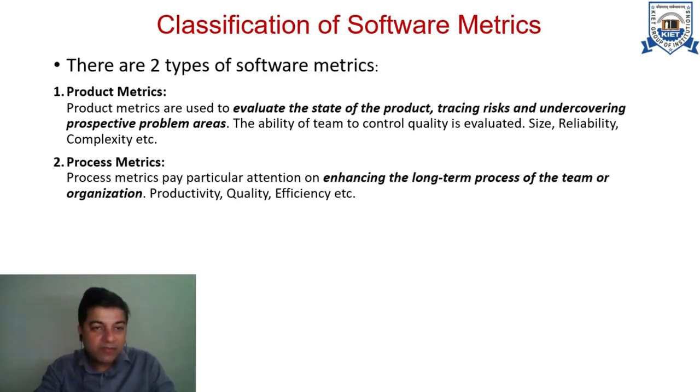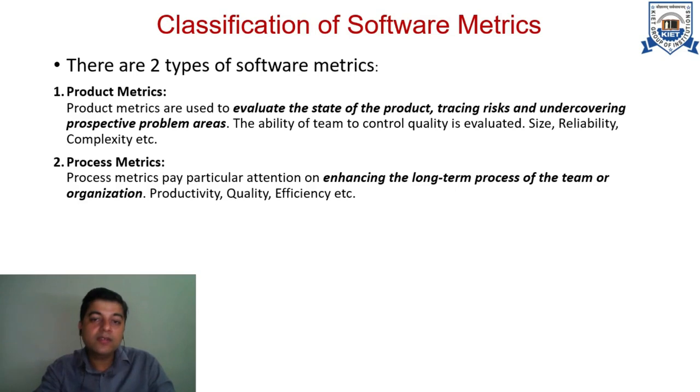As the name signifies, a product metric is basically relevant to the current product. It evaluates the state of the product. It tries to track the associated risk of the project which is currently being undertaken, and also tries to uncover some areas of problem which can be visible to us in the near future. So this type of metric basically correlates to the size, reliability and complexity of the current problem in hand.